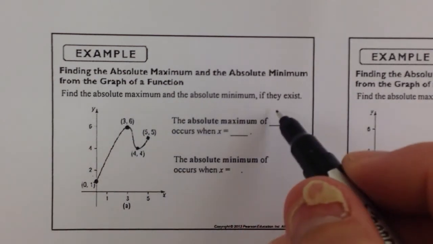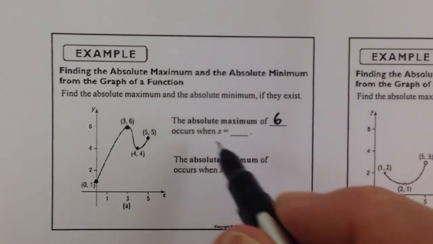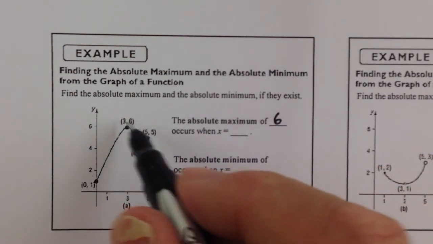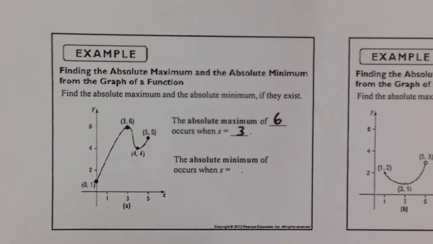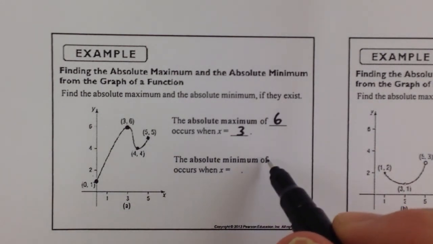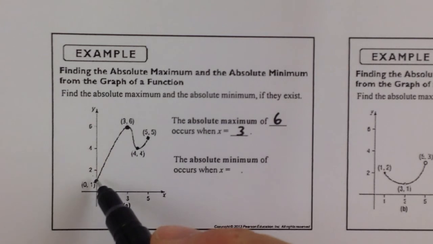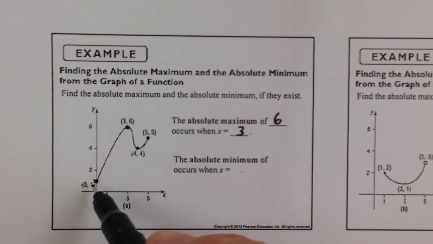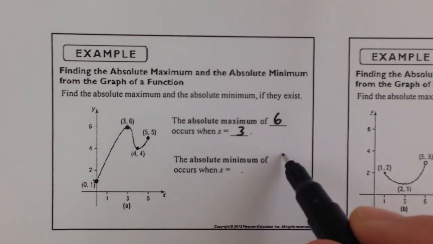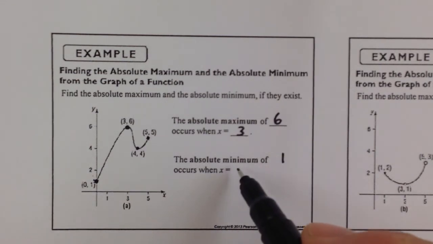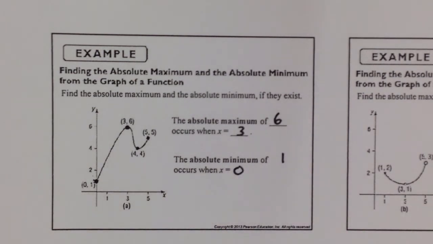The absolute maximum value of 6 occurs when x is equal to 3, we can see the ordered pair there. Okay? And we have an absolute minimum. Well, we have a minimum there and a minimum there. The lower of the two minima is right here. So (0, 1), the absolute minimum of 1 when x equals 0. Okay?